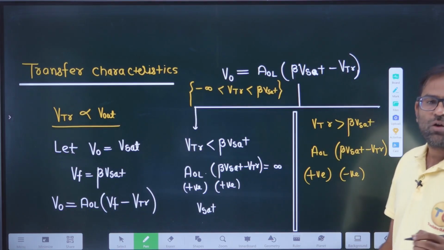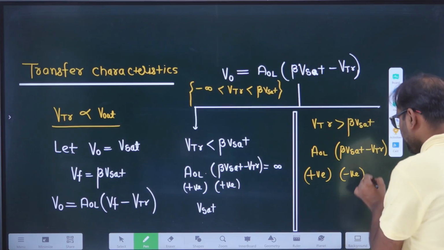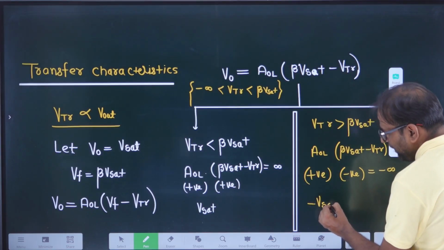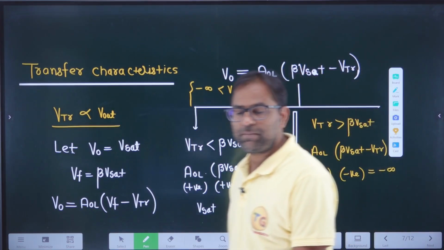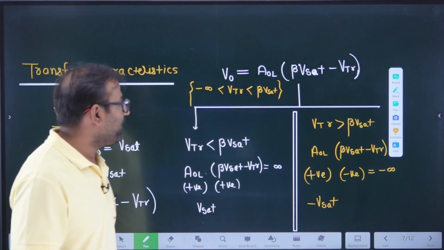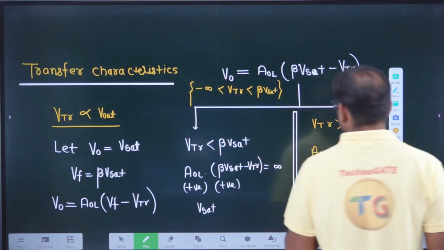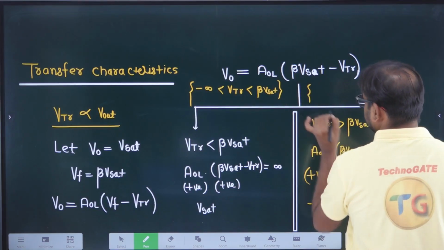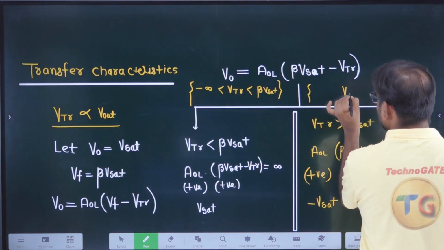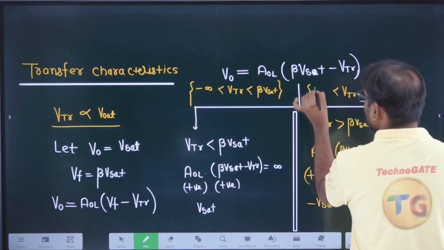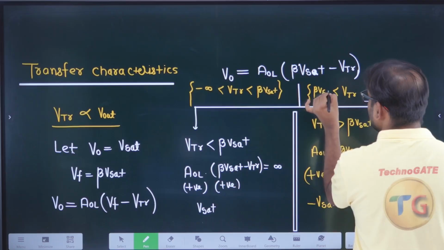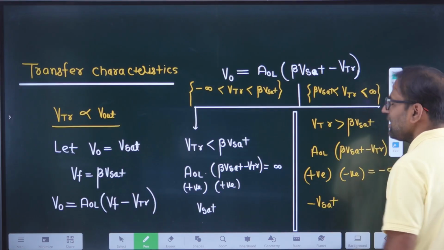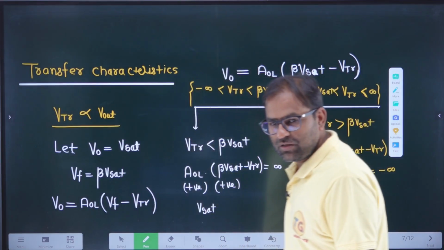As you know, the open loop gain is infinite for the op-amp, so the whole number is what? Minus infinite. And what is the meaning of minus infinite in the op-amp? The meaning of minus infinite in the op-amp is minus V saturation. So can I say, whenever my trigger voltage is greater than beta into V saturation, in this range the output will stay at minus V saturation.